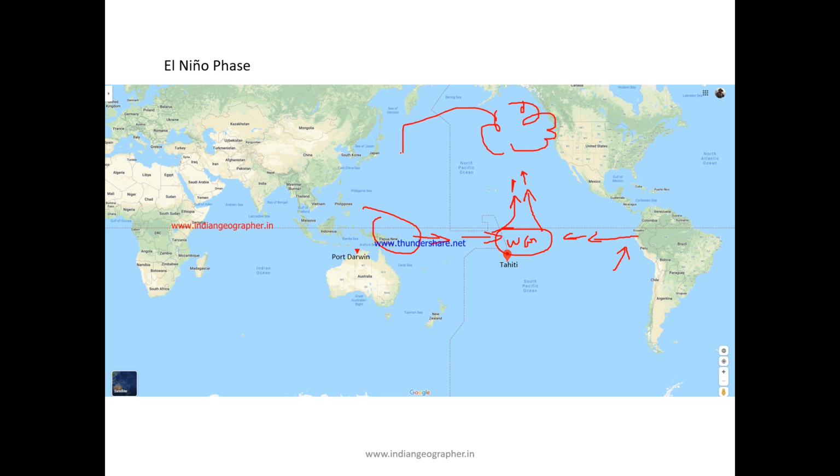So the Walker circulation splits into two cells, and this warm area keeps slowly shifting towards the Eastern Pacific, and at a later stage the cell is completely reversed, and you'll find the warmer waters located here, or this entire area becomes occupied by huge warm waters.